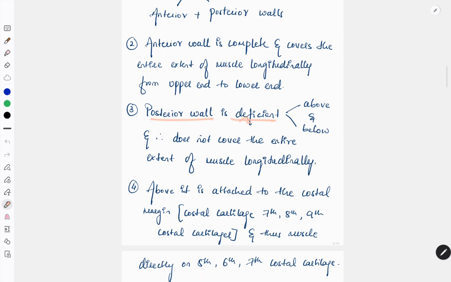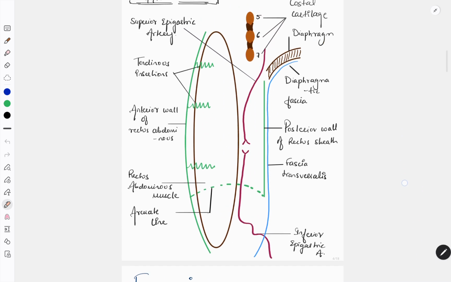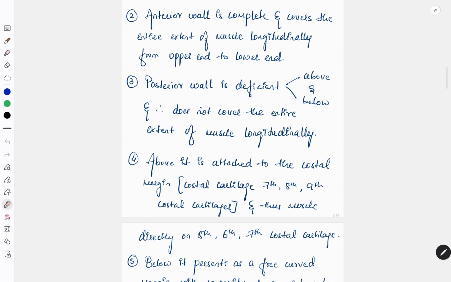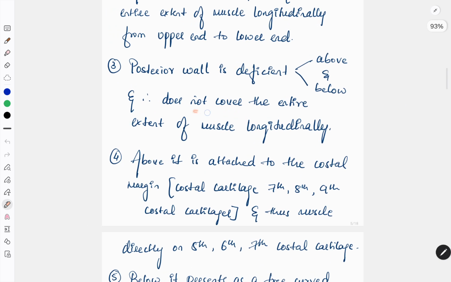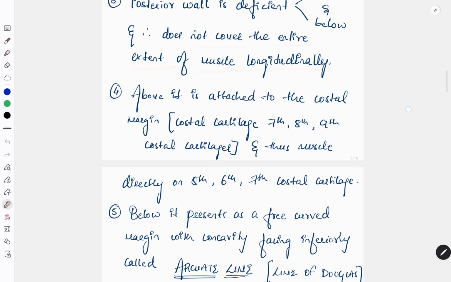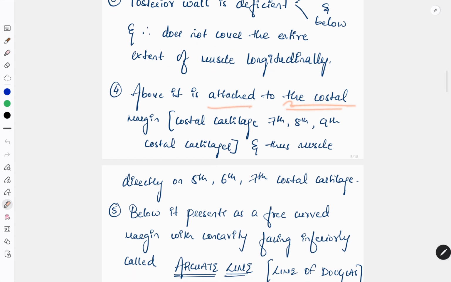The posterior wall is deficient above as well as below, because above, what do you have? Above the posterior wall, you have the costal cartilage. Below you don't have anything, you directly have your fascia transversalis. Okay, so the posterior wall is deficient above as well as below, and it does not cover the entire extent of the muscle longitudinally. So above, it is attached to the costal margin.